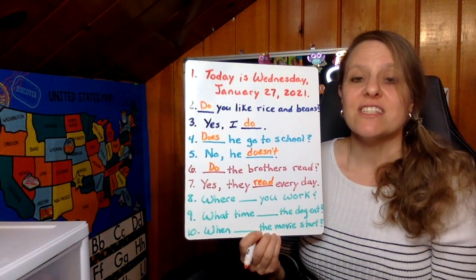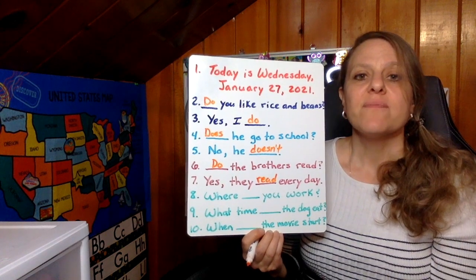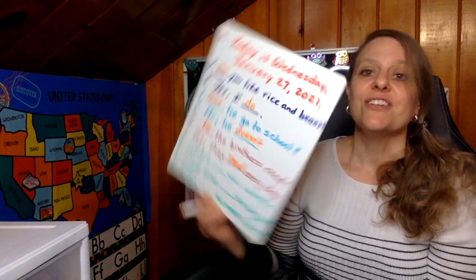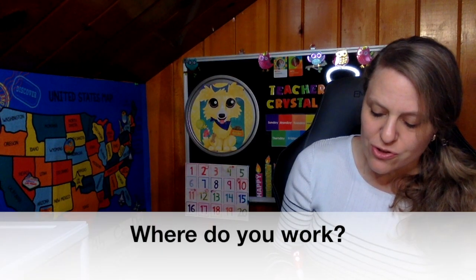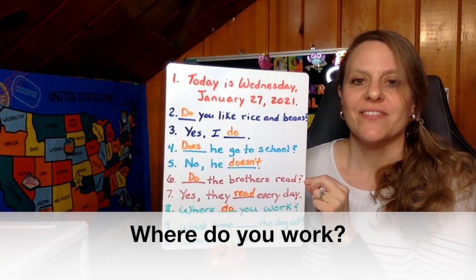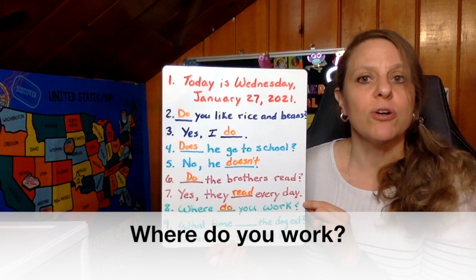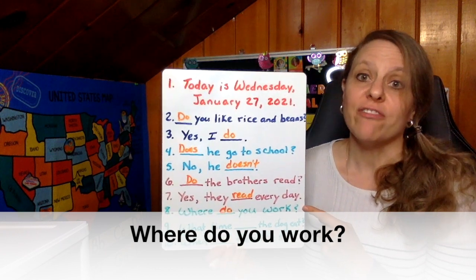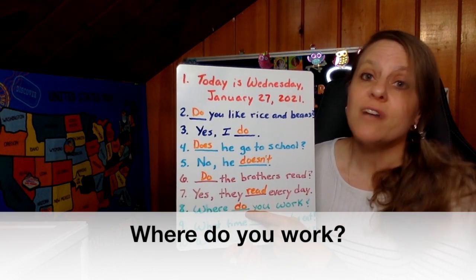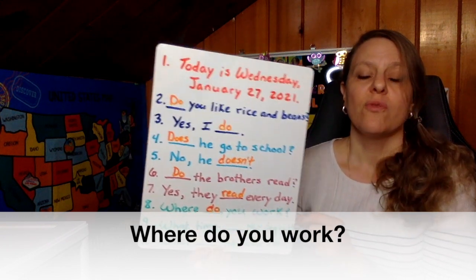Now the next 3 questions were question words before using do or does. So the first one is where you work. So what did you use in this blank? You should have do. Where do you work? The answer could be I work at home. I work at a store. I work in an office. I work at a school. Where is the question word. Do comes after the question word, and then your subject, and then the verb in the simple base form. Where do you work?